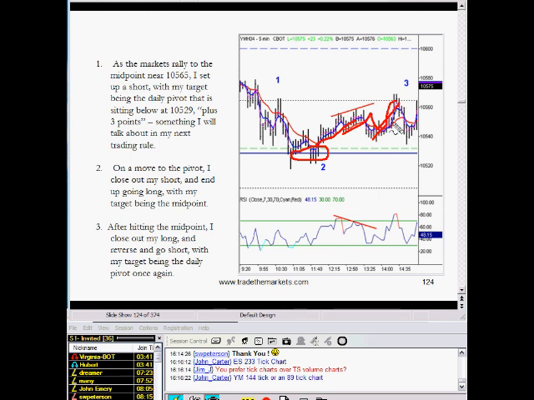Now, this is the simplified version. I'm going to go through and show you guys a couple of examples and a couple of things that you can use to kind of enhance your trading results using pivots.